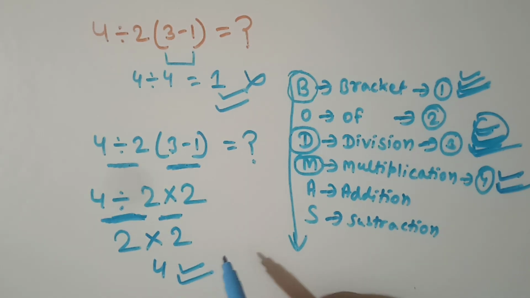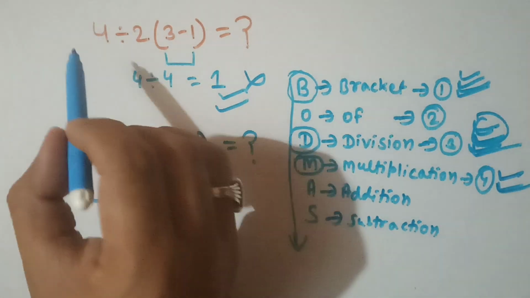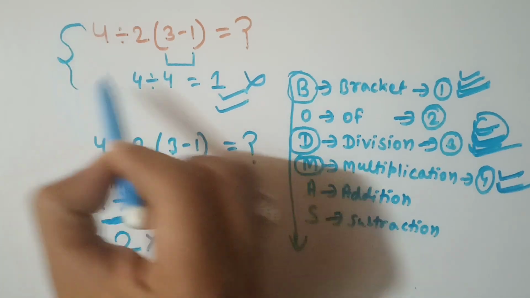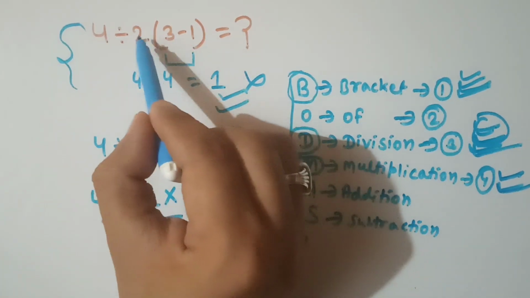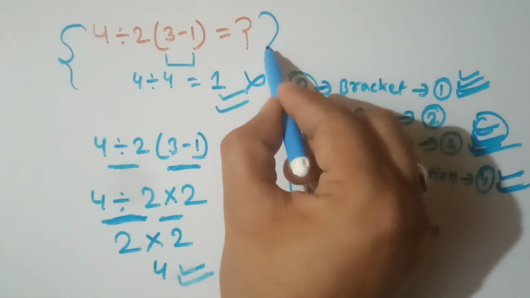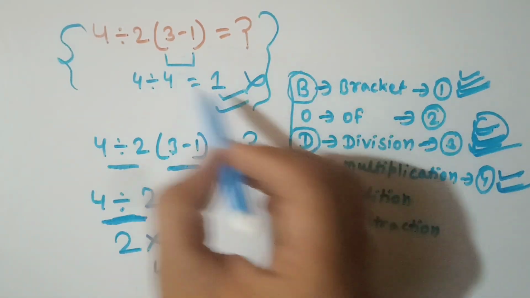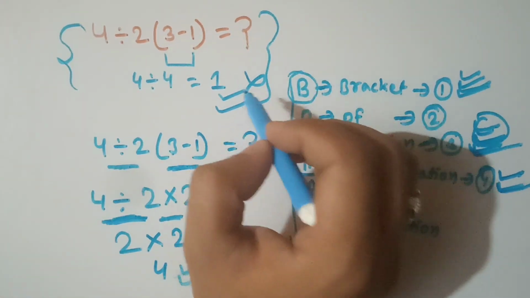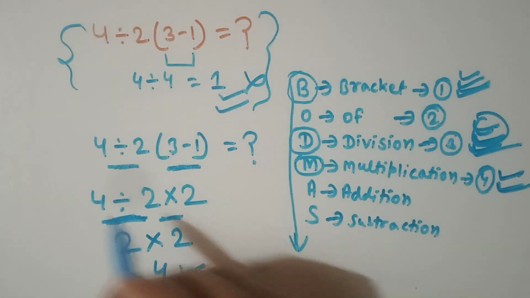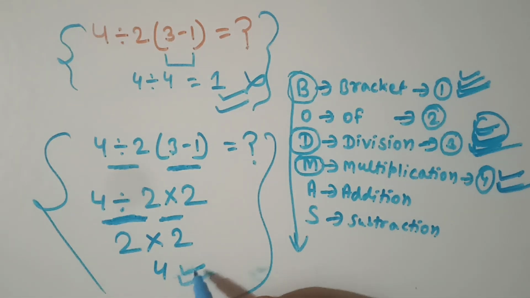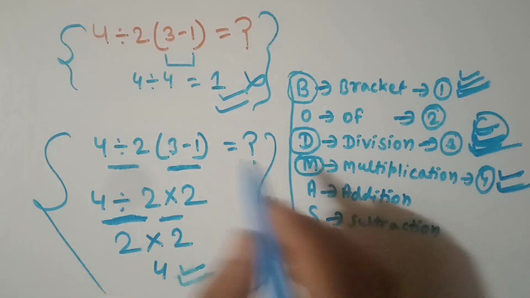So in this video, we learned that many students calculate this problem like this: 3 negative 1 means 2, 2 times 2 means 4, and 4 divided by 4 means 1. So 1 is the answer according to many students, but 1 is not the actual answer for this question. 1 is the wrong answer. You should calculate in this way to get your final result, which is 4, the correct answer for this question.